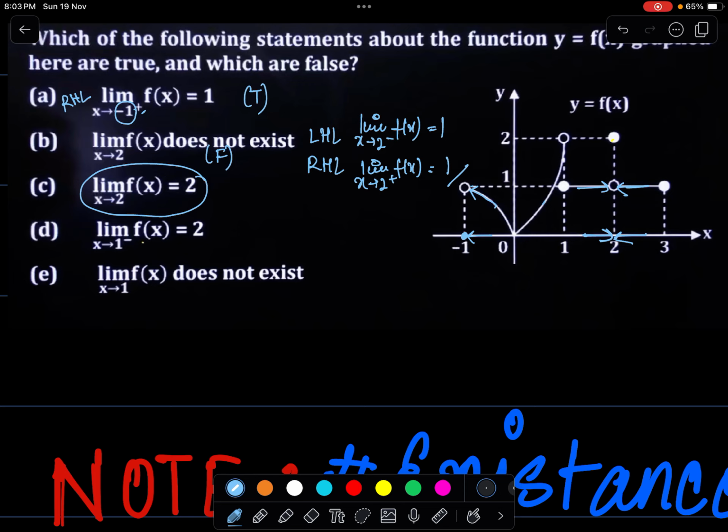No, because just now we got these two expressions, and from these two I can write that limit x tends to 2, f of x is actually 1, not 2. So this turns out to be false.